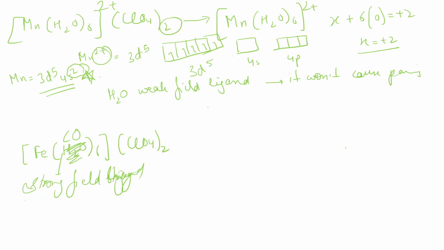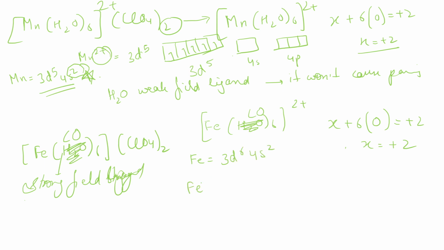So for the strong field ligand, what is the electronic configuration? How will we find the oxidation state? Oxidation state for Fe(H2O)6 2+ to Fe(CO)6 2+. Okay, x plus 6 into 0, since carbonyl is a neutral ligand again. So the oxidation state for iron will be 2. Iron has an electronic configuration of 3d6 4s2. Iron 2 will have electronic configuration 3d6. These two electrons will be removed.